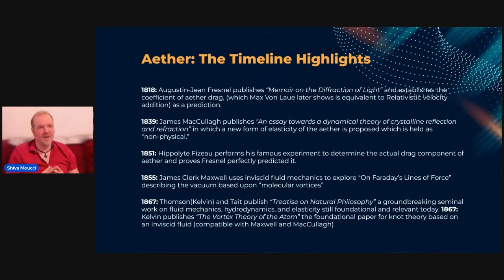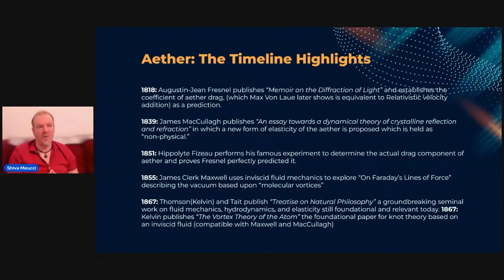But the important thing to note here is the coefficient of ether drag, which von Laue shows is equivalent to relativistic velocity addition later on, after relativity. So in 1839, James MacCullagh publishes an essay towards a dynamical theory of crystalline reflection and refraction, in which he proposes a new form of elasticity for the ether, and it is held to be non-physical. That is one of the understandings of that period: they can't think of a type of ether elasticity, since our typical elasticity has to do with crushing and moving of particles in a very particular way, and we are still at this point in history developing our theories of elasticity. That's something that Kelvin will do a lot of work on.